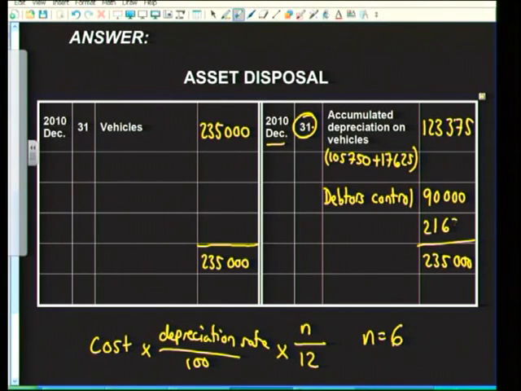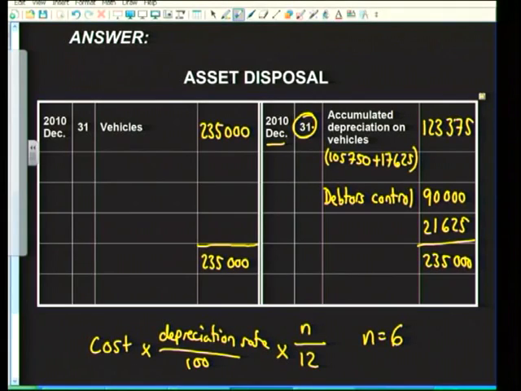21,625. And now, the last bit of information we need to include here is whether it is a profit on the sale of asset or whether it is a loss on the sale of asset. Here again, your theory is important. You should know that when the balance appears on the credit side, that is going to be a loss. So what you need to write in here is simply loss on sale of asset. And that's it. Our account is balanced. Both the debit and the credit side are equal to each other. We've calculated our loss, and we're done with this question.